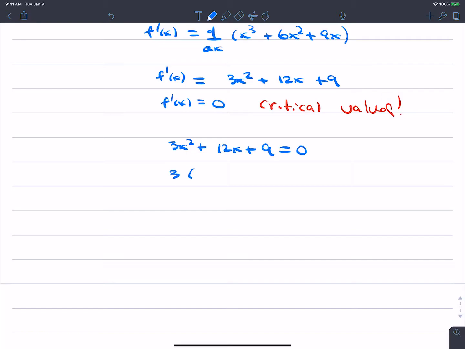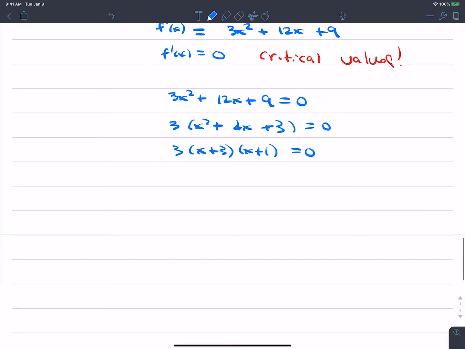Factor out your 3. x squared plus 4x plus 3 is 0, and you get x plus 3, x plus 1 equals 0. Okay, you guys okay with that? Did we factor that correctly? Well, before we do this, you guys notice what you could do with this 3? This implies that x plus 3 times x plus 1 is 0.